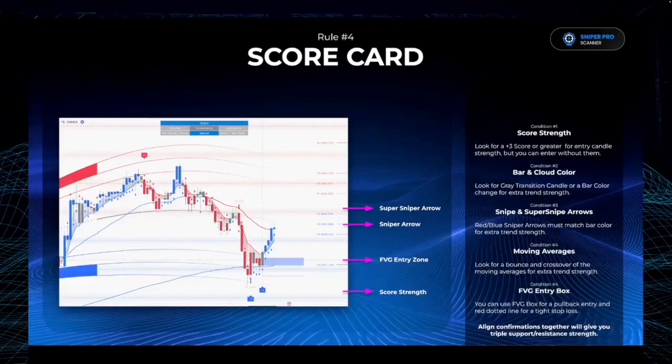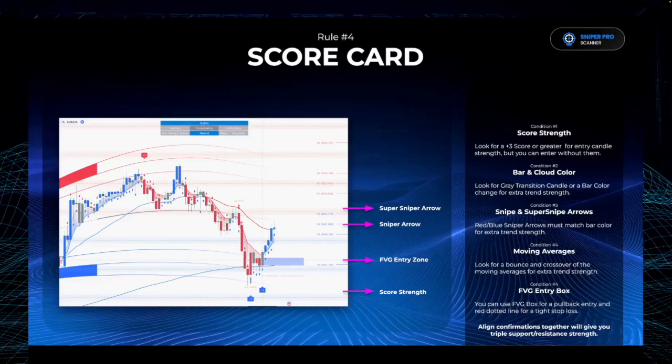Now from there, we have the scorecard. Alrighty. So the scorecard, again, is essentially us identifying the reversal candle. So you have to remember the scorecard is about all of the indicators lining up at the same place at the same time, giving you the same confirmation that the market is ready to move. And the higher the score, the more probable the move.